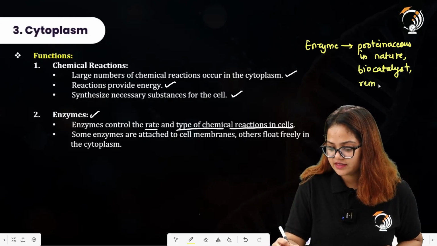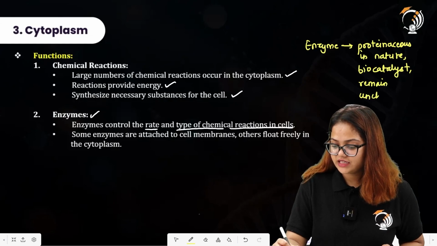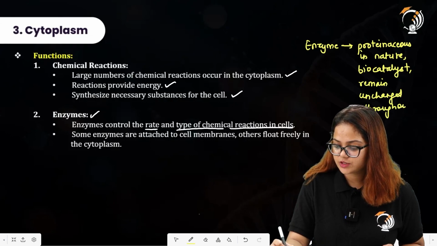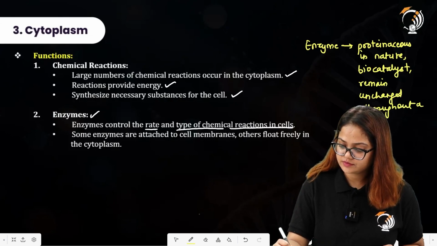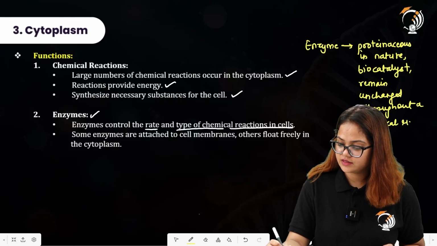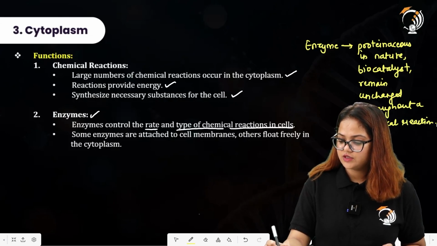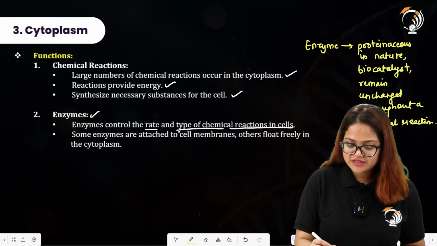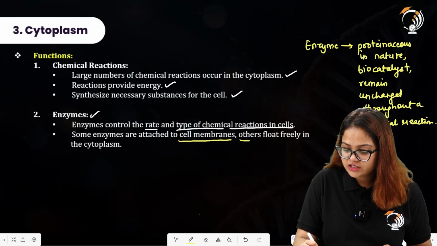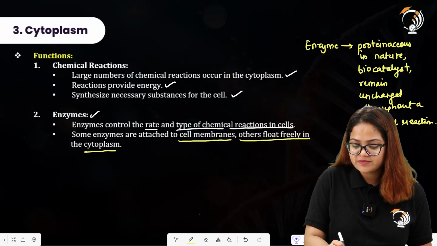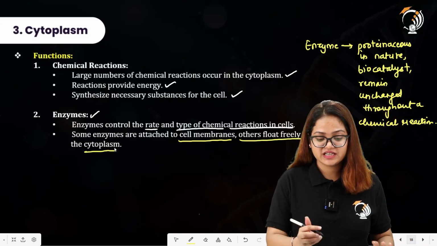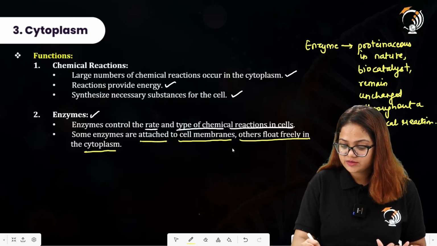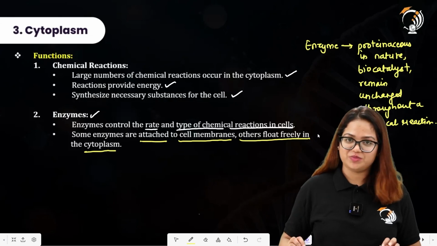They remain unchanged throughout a chemical reaction. All right, so they remain as such throughout a chemical reaction. Some enzymes are attached to cell membranes, others float freely in the cytoplasm. So there are enzymes present as an attachment to the cell membrane, and others that float freely in the cytoplasm as well.